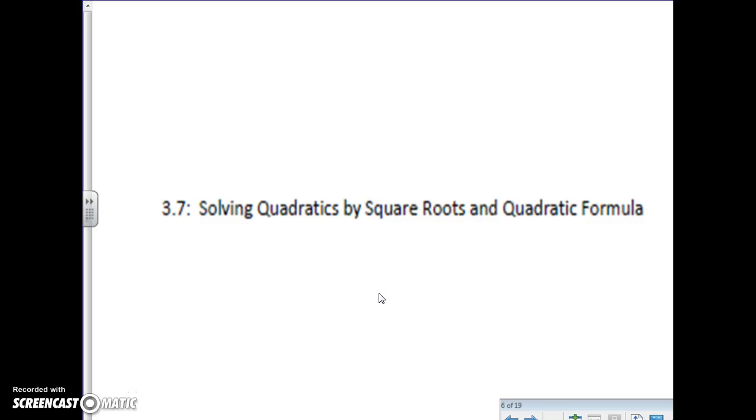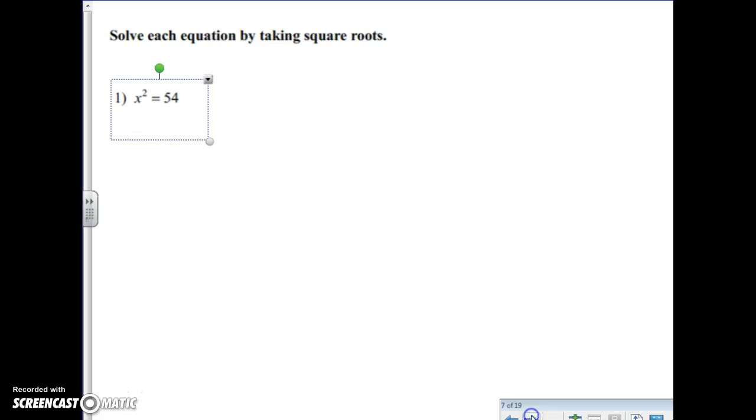I want to try to show you two other ways to solve a quadratic equation. One of them deals with square roots, which you sort of already know about, and the other one deals with something called the quadratic formula. So let's first deal with the idea of square roots.